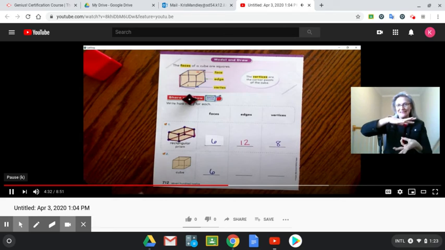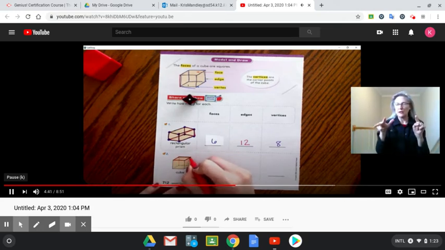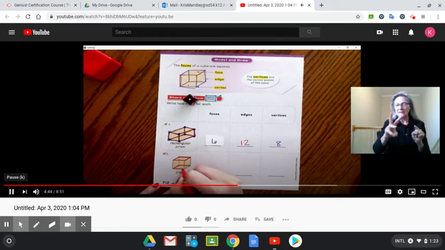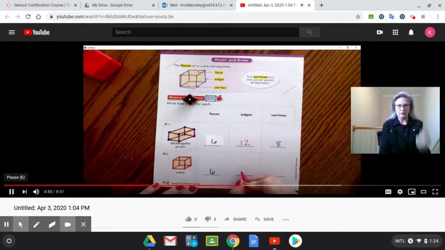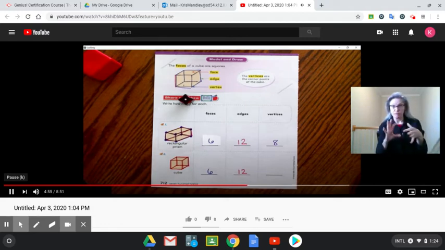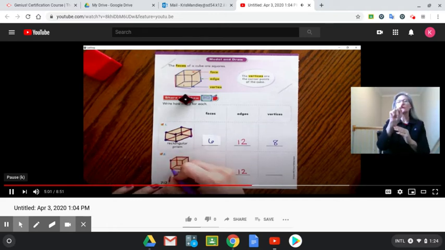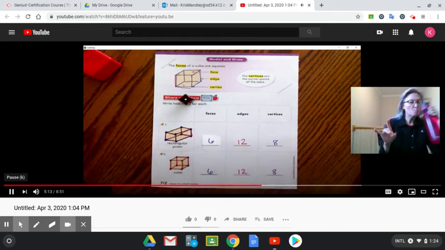When I connect the edges together, remember those are all the lines that make the shape. So I have 1, 2, 3, 4, 5, 6, 7, 8, 9, 10, 11, and 12. And then I'm going to grab my other color here, and when I connect all of the edges together, I get vertices here. So let's draw those out. 1, 2, 3, 4, 5, 6, 7, and 8. So there's 8 total vertices.